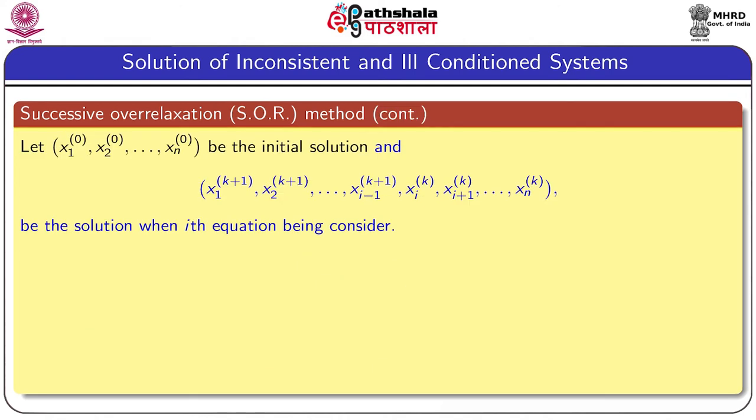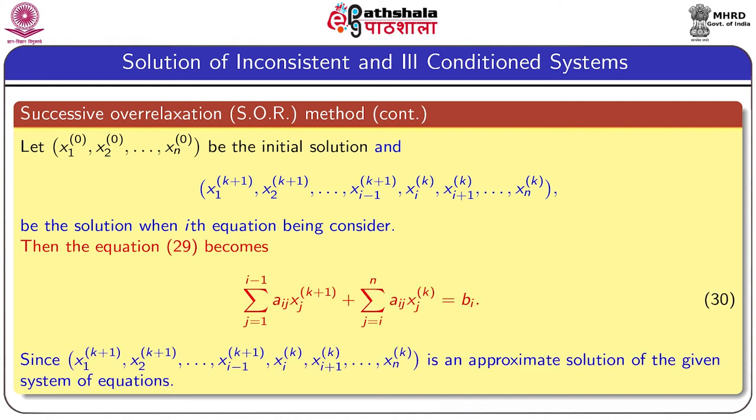Let x1^0, x2^0 up to xn^0 be the initial solution of the given system of equations, and x1^(k+1), x2^(k+1) up to x(i-1)^(k+1), xi^k, x(i+1)^k up to xn^k be the solution when the ith equation is being considered.